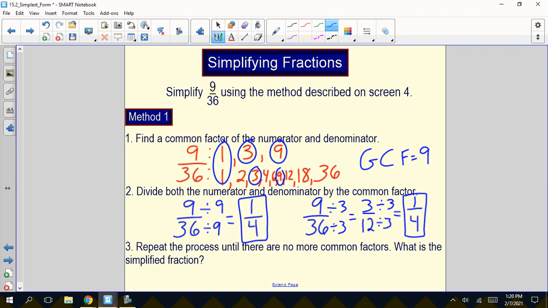So it doesn't matter which factors you use, but if you use the greatest common factor, it takes one step and you're in simplest form. If you don't use the greatest common factor, you just use a common factor, you will have to do multiple steps, but you will still get to the same answer.